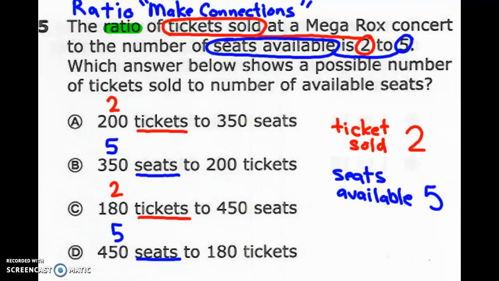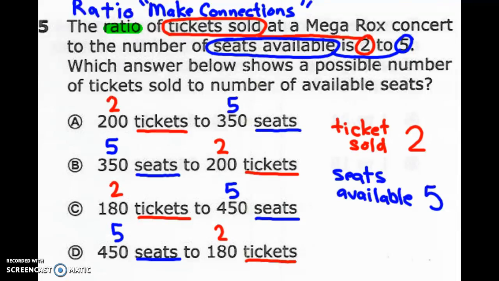I go to the next one. Seats, there should be a 5 connected with it. Next one, tickets, there should be a 2 connected with it. Next one, seats, that's going to be a 5. And the last one, we have tickets, that's going to be a 2. So now what I'm going to do is I want to find the answer that matches mine of tickets sold 2 to seats available 5.